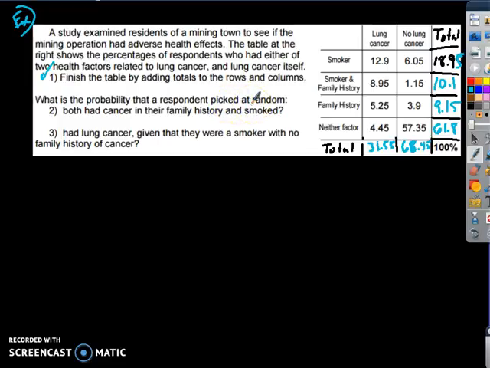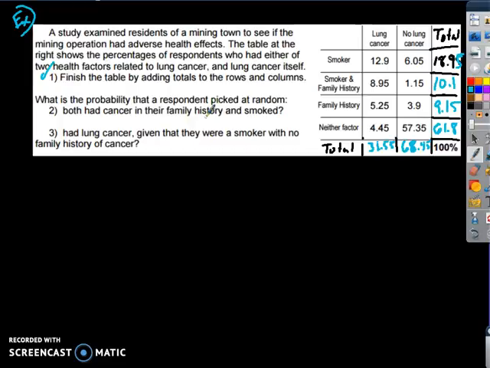That respondent is picked at random, that both had lung cancer in their family history and smoked. All right, so this number represents the percentage of people that had lung cancer, but they had smoke. They were a smoker, and also they had cancer in their family history. So this percentage of people who actually had that. But here, these people are smokers too, and they also have lung cancer in their family history, but they didn't have any cancer whatsoever.